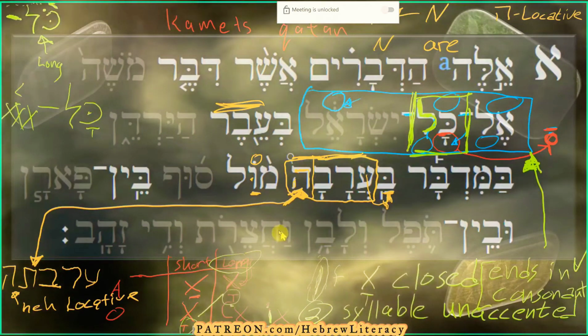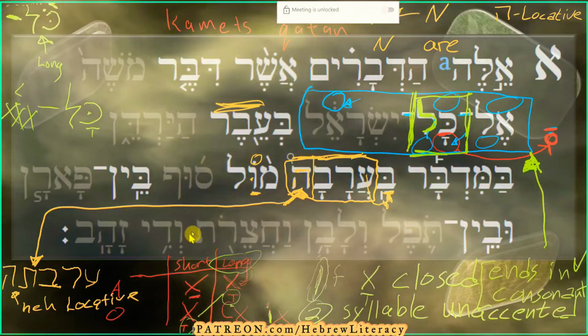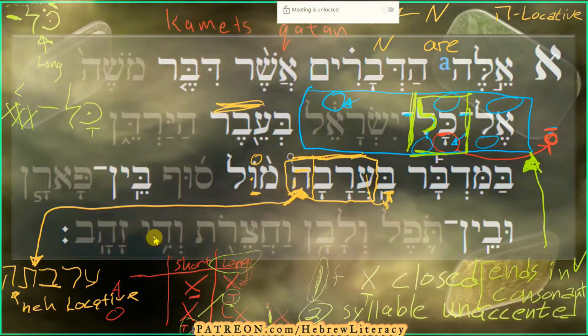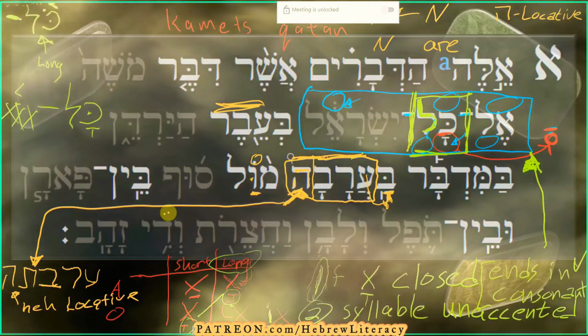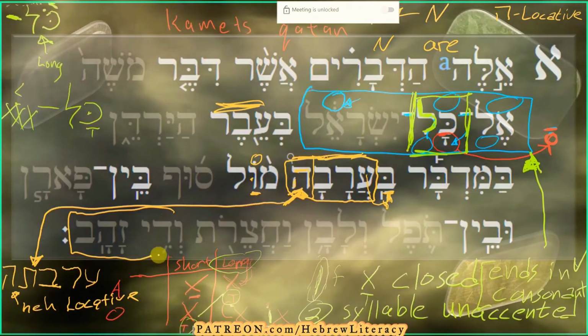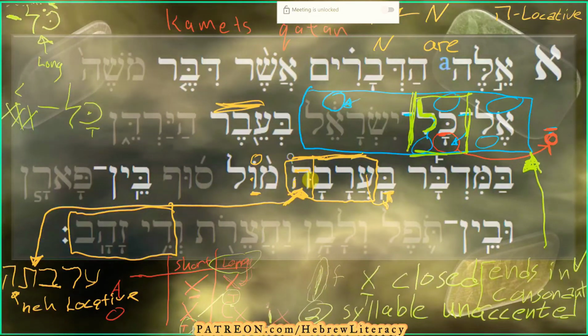Vechatzerot. Actually, I should say Vachatzerot, since it's a place. Vedi Zahav. This is actually one place name, Di Zahav, even though it's two words. Okay. All right. So let's analyze this a little bit.